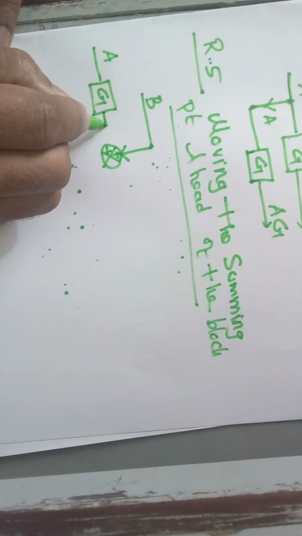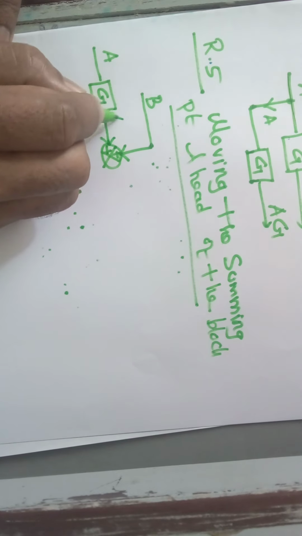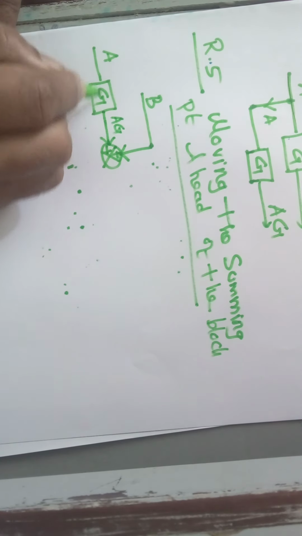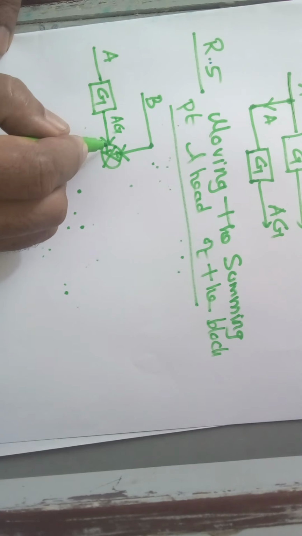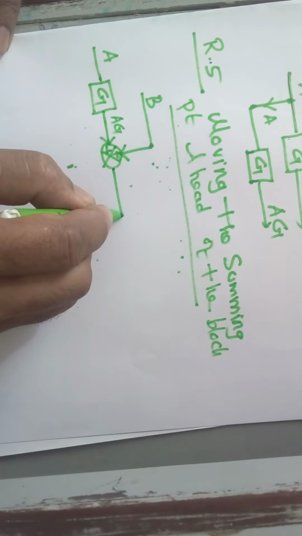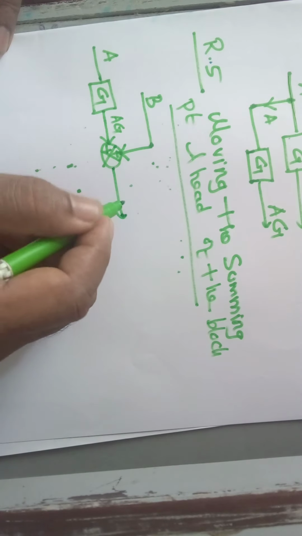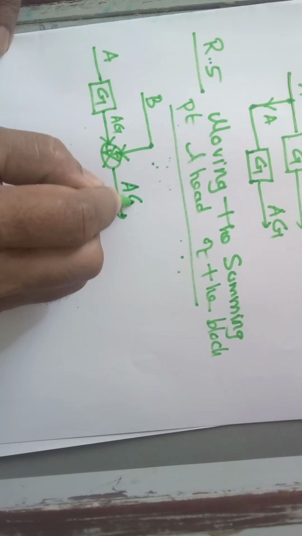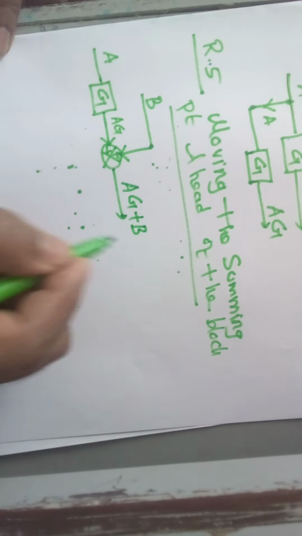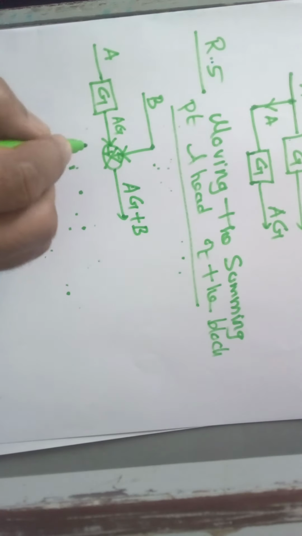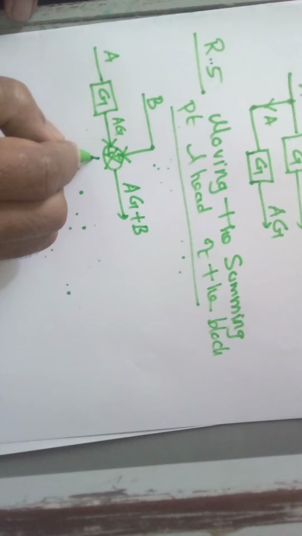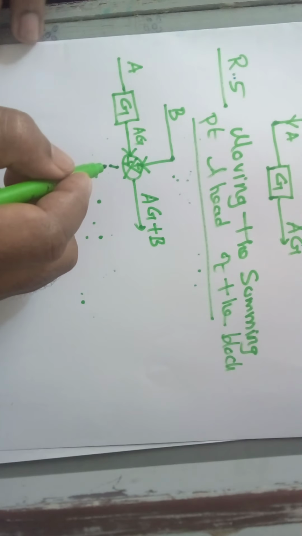And what about the output from this point? The output from this gain block is A into G. Now these two signals are added so that your output will be AG plus B, right? Understood? This is the situation. So, moving the summing point ahead of the block. Now I want to move this summing point ahead of the block, right? So where will I move this?